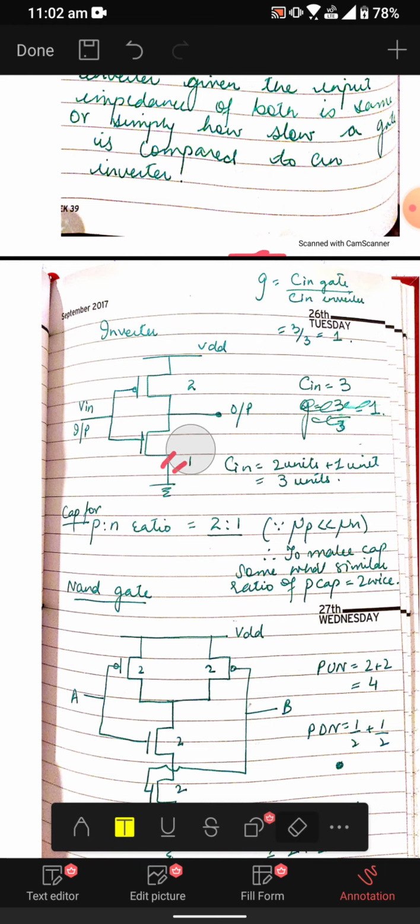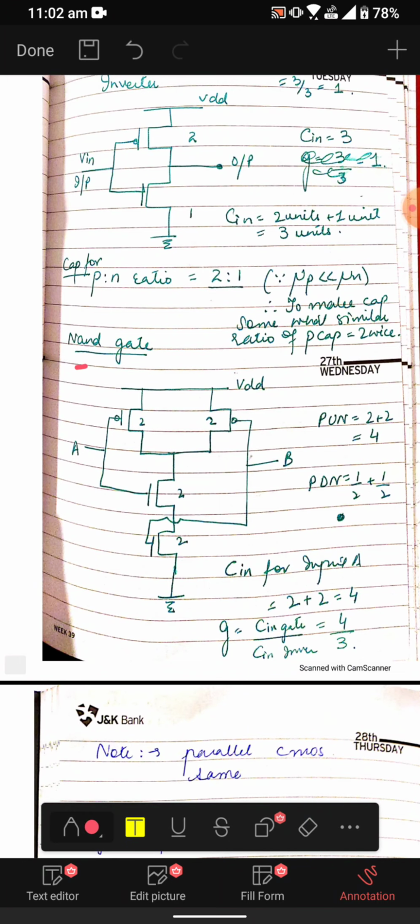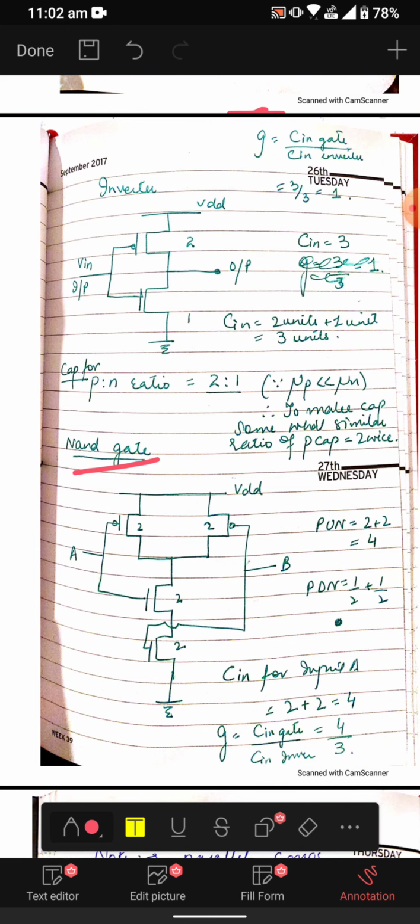Now let's take the example of a NAND gate. This is your NAND gate. Simply, you have to calculate the logical effort. First we have done the sizing of the transistors, 2, 2, 2 and 2. We have done it earlier. You should be familiar with it by now. Sizing of the transistors is done so that the W by L ratio of the pull up network and the pull down network, for the worst case, is the same as that of the inverter.